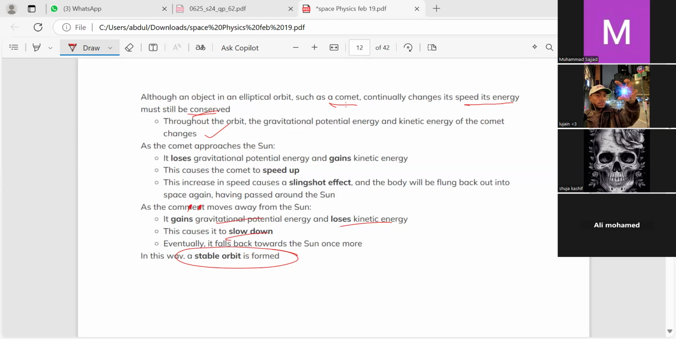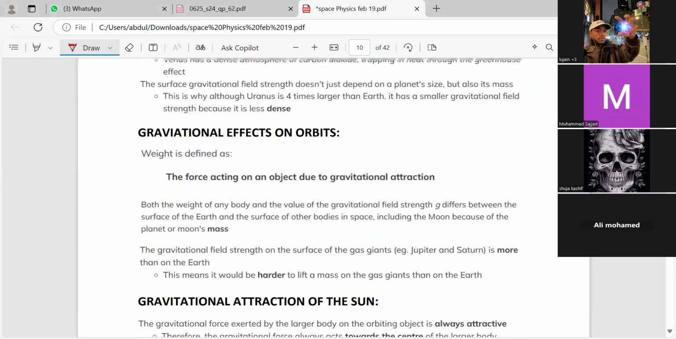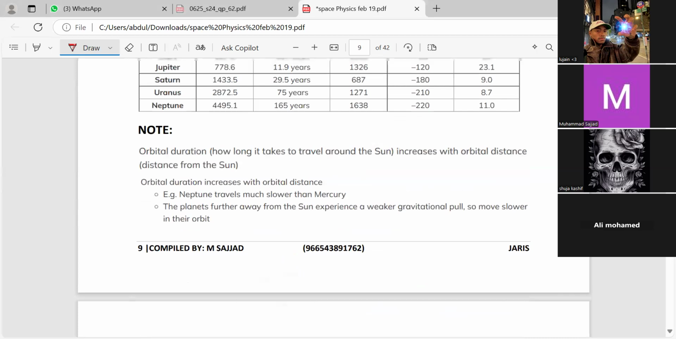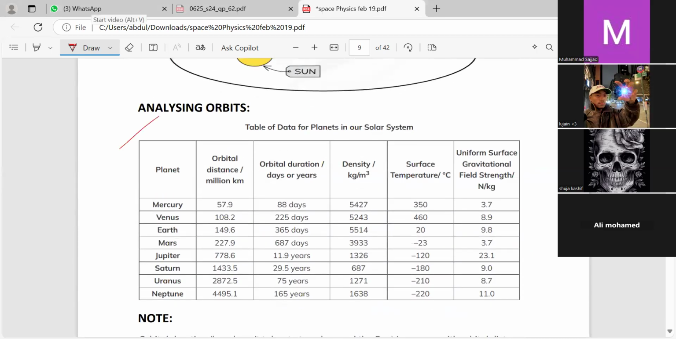Okay, my dear friends, now I will quickly discuss one thing with you. These important things are there. You can memorize them yourself. But my concern right now is about this table.